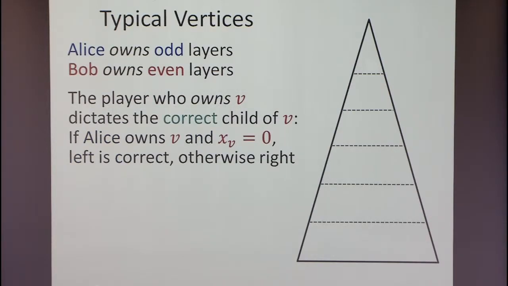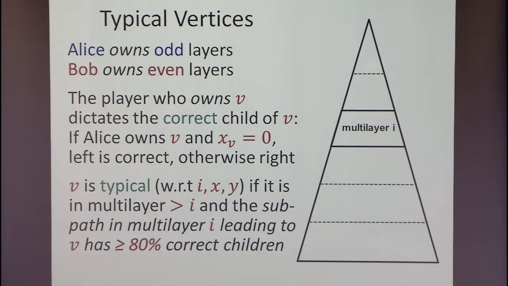Let me remind you the definition of typical vertices. We assume that Alice owns the odd layers and Bob owns the even layers. And then the player who owns a vertex really tells us what is the right way to go if you reach this vertex. So if Alice owns the vertex and her bit is 0, it means that the players are supposed to go left. And if she has a 1, they're supposed to go right.